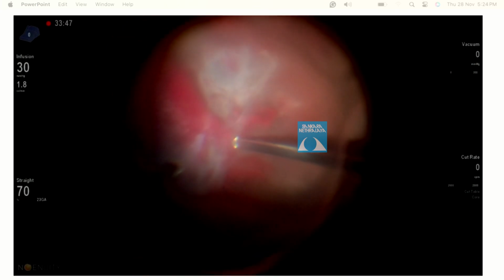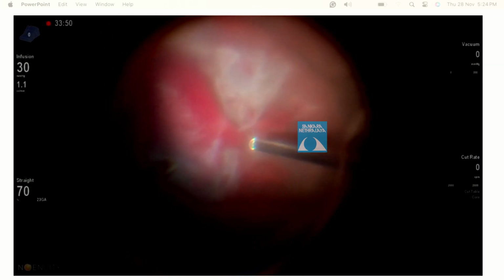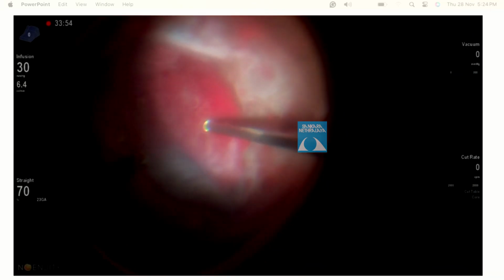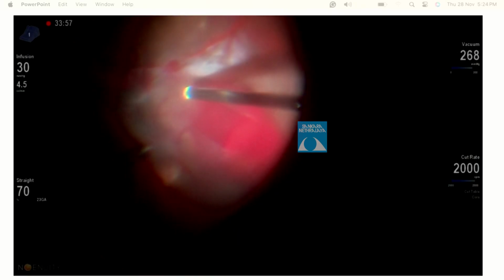Another technique is lift and cut. In this, the cutter is applied to the edge of the ARM. The cutter is used as a pick or a forceps, and the membrane is lifted. And once it is lifted, we cut the membrane with the cutter.